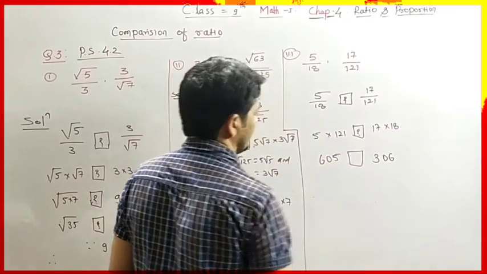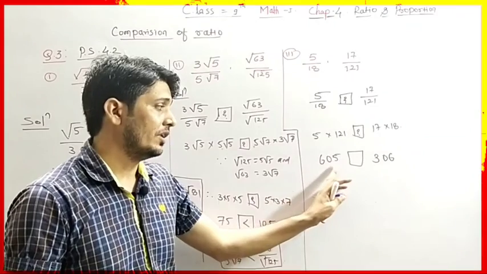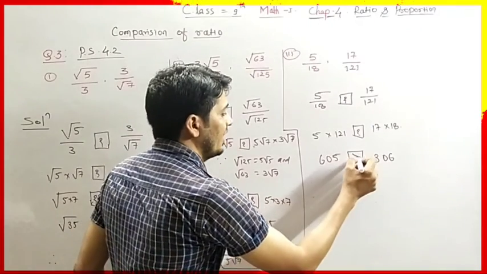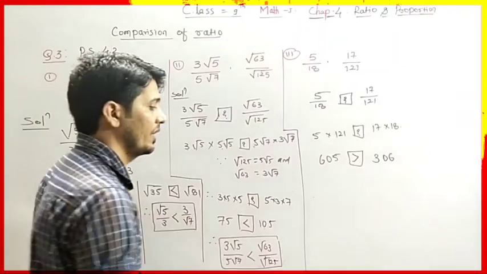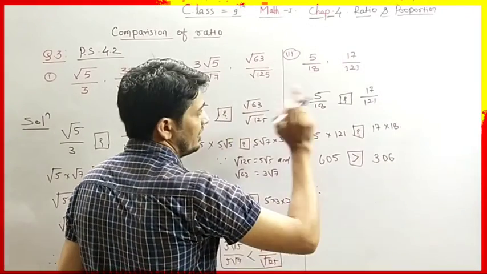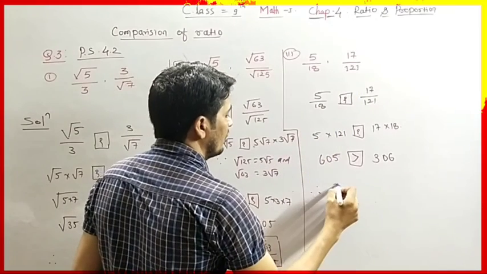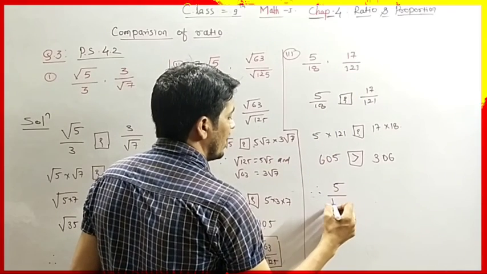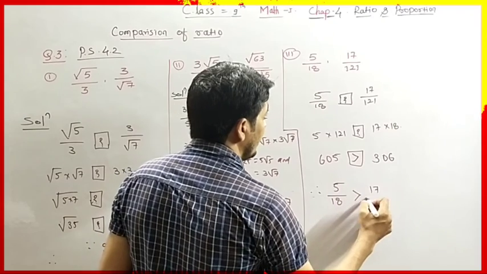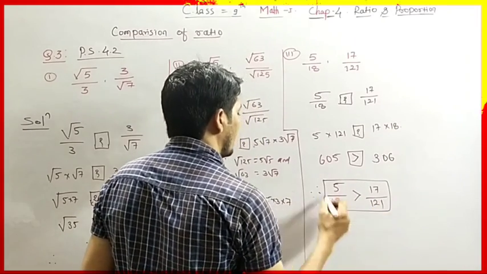306. So as we can see here, 605 is greater than 306. So we assign the greater than sign here. Therefore, if this ratio is greater than this ratio, that means this ratio will be greater than this one. So therefore, 5 divided by 18 is greater than 17 divided by 121, and it is our answer.